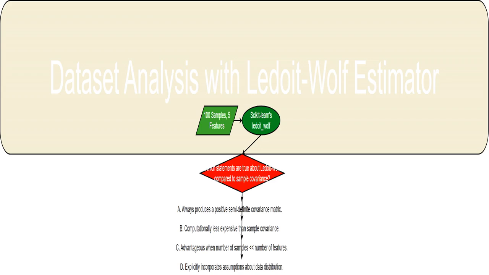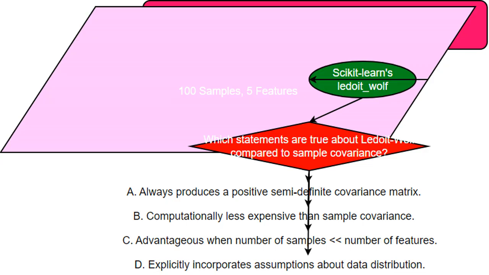I'm analyzing a dataset using the ledoitwolf covariance estimator, a technique from the Sklearn library. This estimator helps us understand the relationships between different features in the dataset. I have 100 data points, each described by 5 different characteristics or features. Think of it like 100 people, each with 5 measurements like height, weight, age, etc.